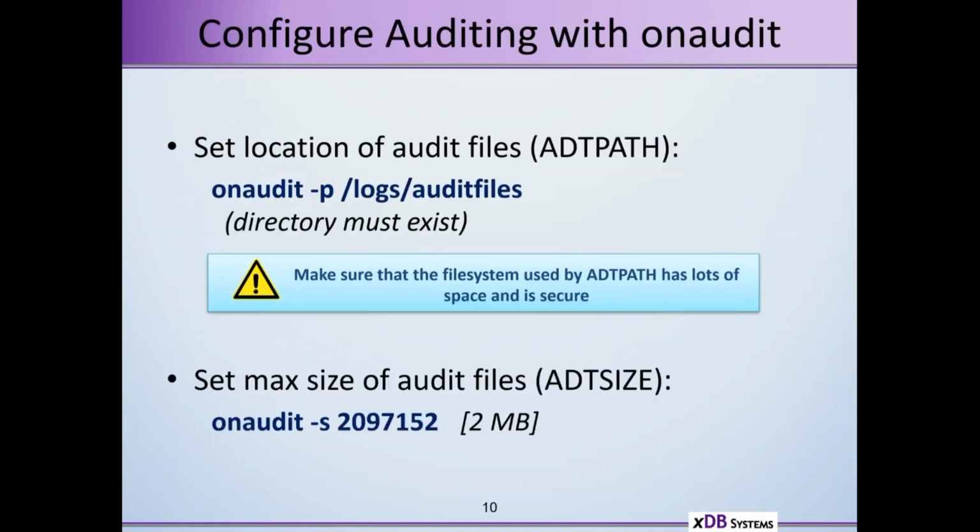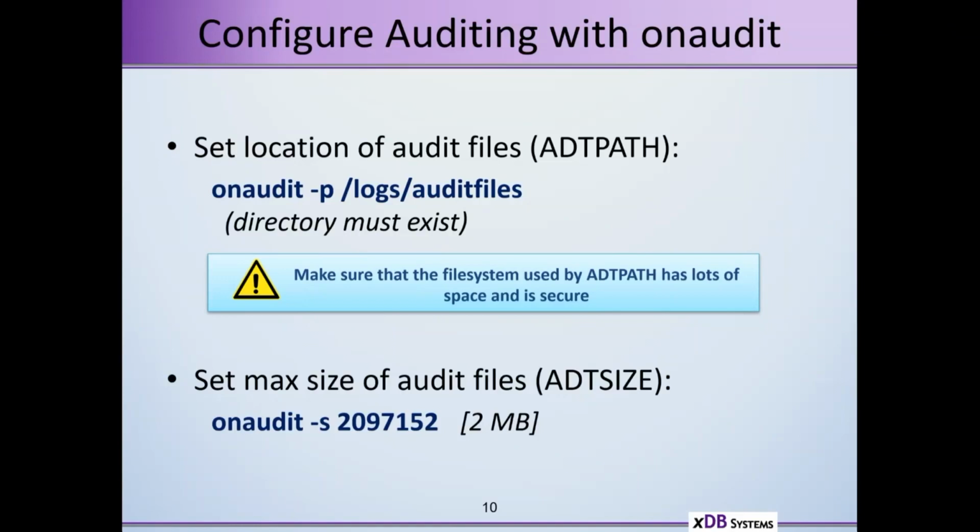So if we want to enable auditing and change these values with the onaudit command, there's some examples of how we might do it. The onaudit -p is where we can specify where we want our files to go, our ADT path. Now that directory must exist, otherwise we'll start getting errors. And you also want to make sure there's plenty of room there. Depending on what events you're auditing, that can get pretty big.